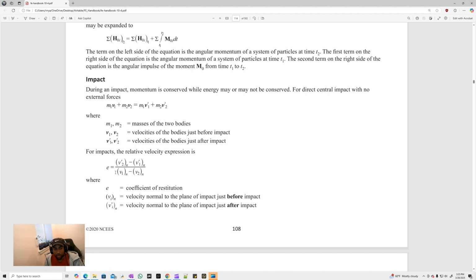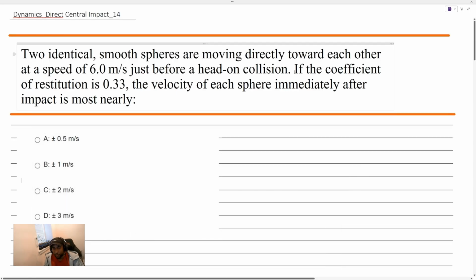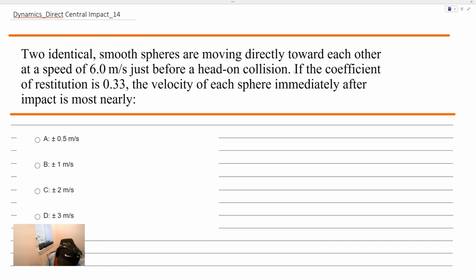The denominator is also a relative velocity, but there's a negative sign. That's why the 1 and 2 are swapped. And this is the negative of the relative velocity before impact. That's why there's no primes. If we go ahead and write that equation down, that e, which was just 1/3, is equal to the relative velocity after impact divided by the negative of the relative velocity before impact.